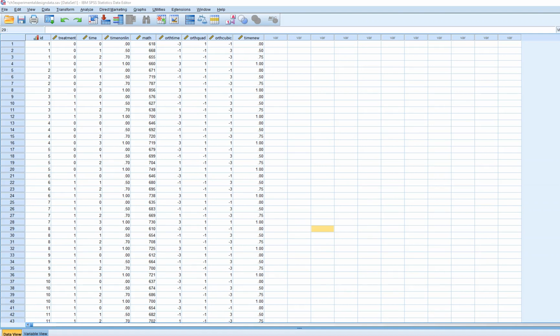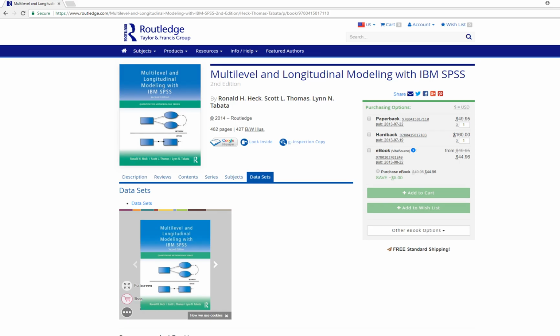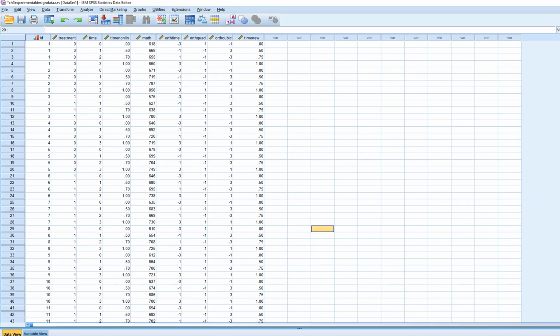Okay, in this video I'm going to continue talking about growth curve modeling using SPSS. This is the final set of examples coming from this book right here in Chapter 5. The book is Multi-Level and Longitudinal Modeling with IBM SPSS, and the chapter is on examining individual change with repeated measures data.